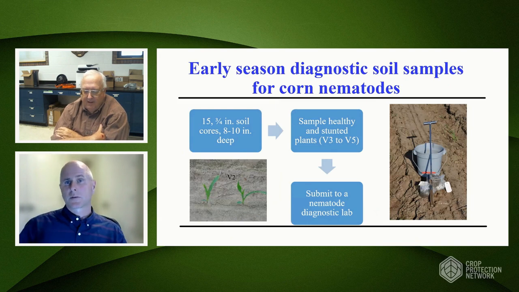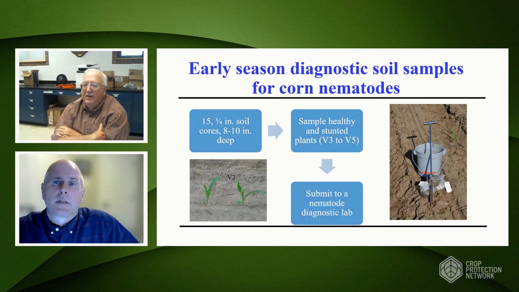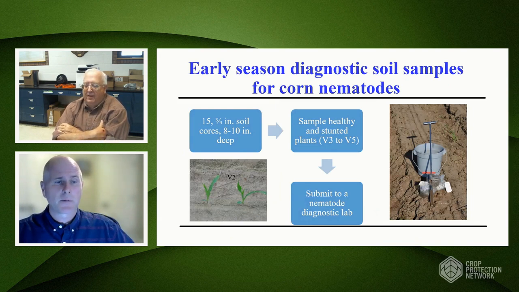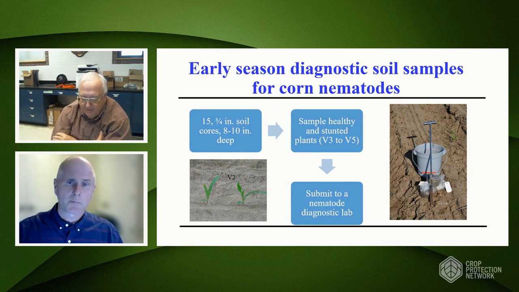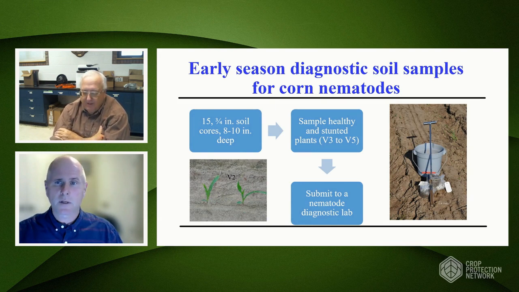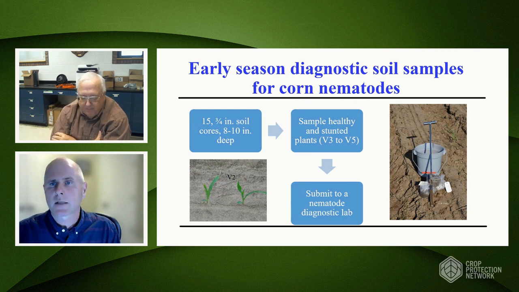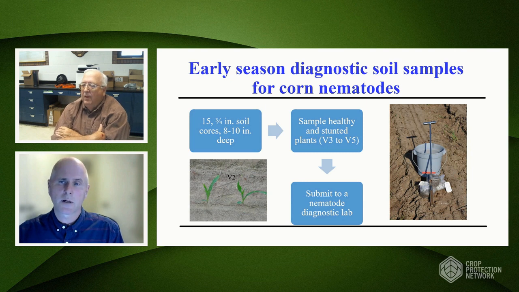So if you suspect that you have plants that are stunted, and this happened as well, folks will go out and they're like, my corn's not emerging. We're getting to like V3, V4, and I see spots in the field that are yellow or stunted. Things are not emerging. This is certainly a good time to do a diagnostic sample to diagnose what's actually going on, or which corn nematode is actually causing that impact.